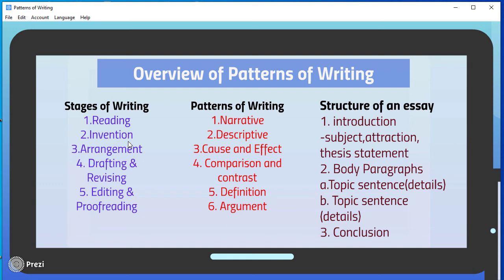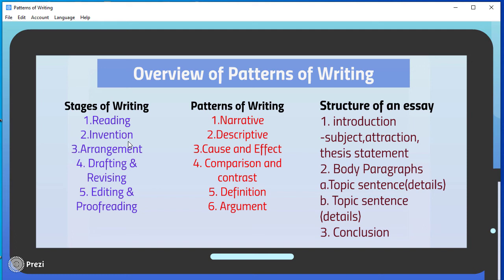And then what happens in drafting and revising is that you write one time, two times, and more, up to the time you are satisfied. In the last stage, editing and proofreading, you need to check spelling, grammar, format, and so on. After that, the essay you have written will be publishable. So these are the stages of writing.